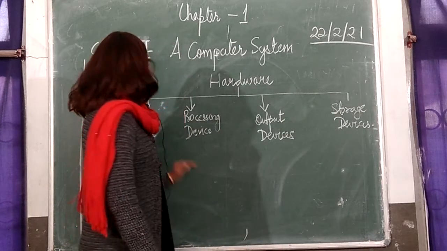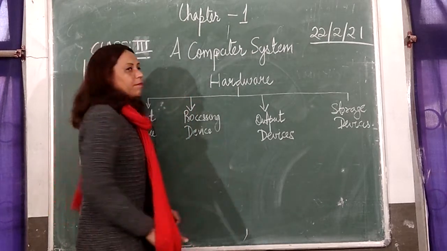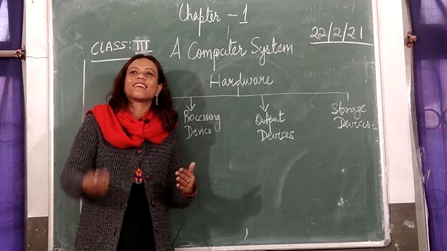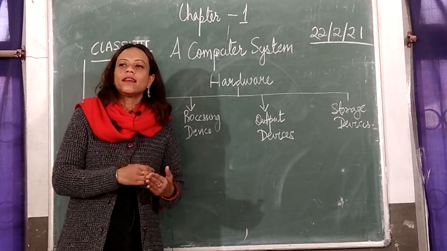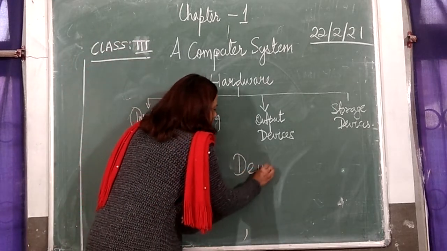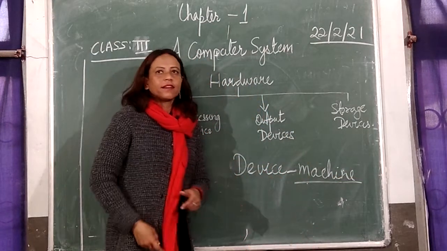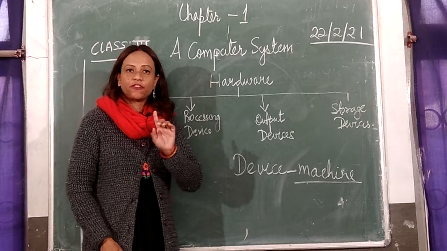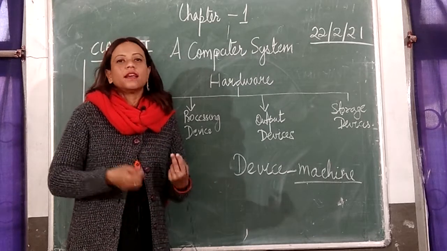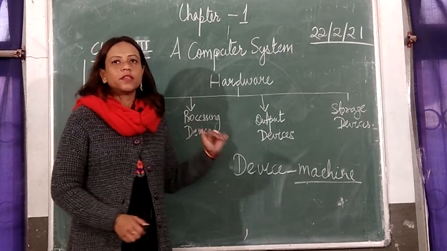So let me explain, what is an input device? Input, as the name says, in means inside. Whatever is inside is known as input. And device means machine. I always explain to you, device means machine. So input device: the machine that helps you to work inside the computer system is known as your input device.